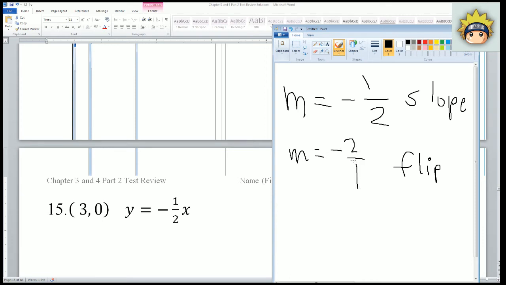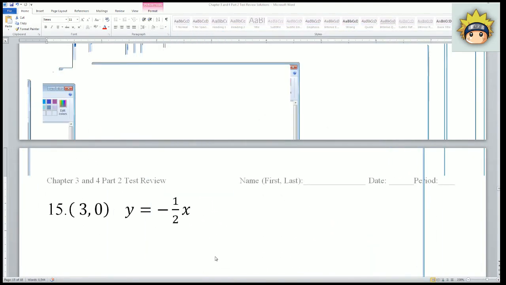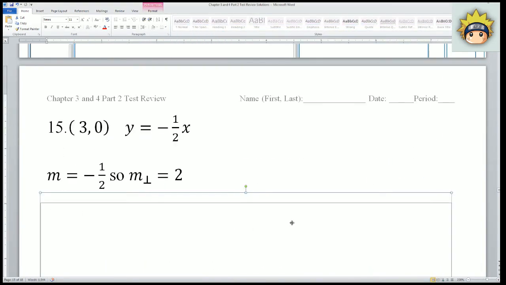-2/1. Okay, then I want to do the opposite. The opposite of negative is a positive, so that becomes 2/1. We don't really write it's 2/1, but we don't care about the over 1, right? So the slope should be 2, after we do the opposite reciprocal. So the perpendicular slope here is 2.